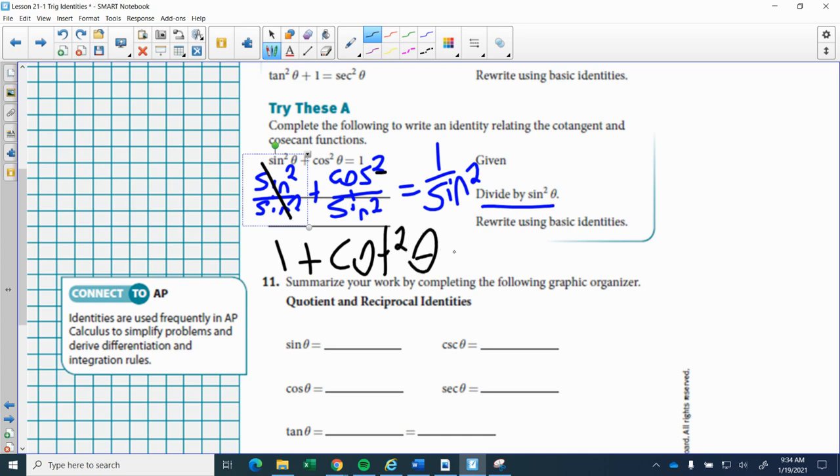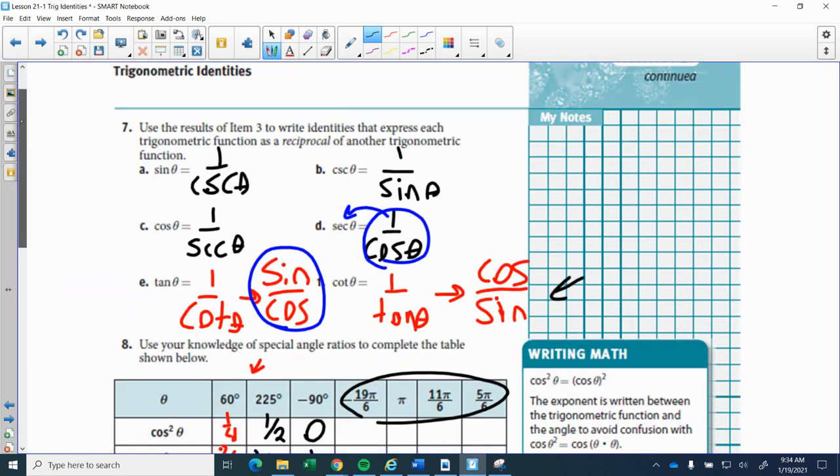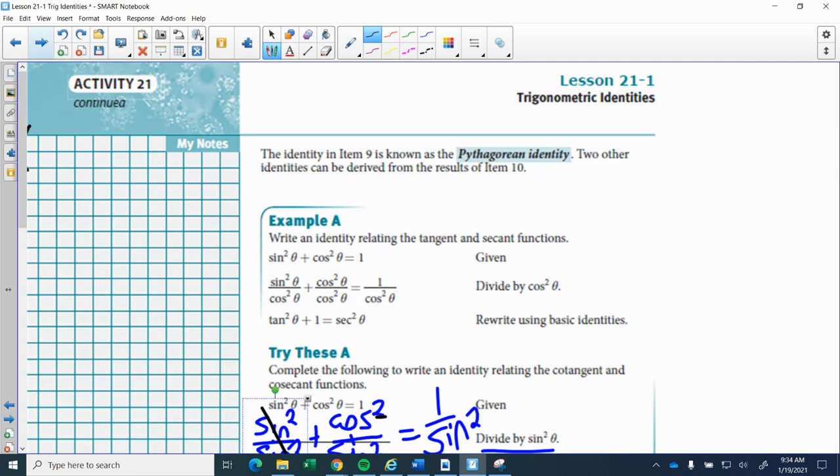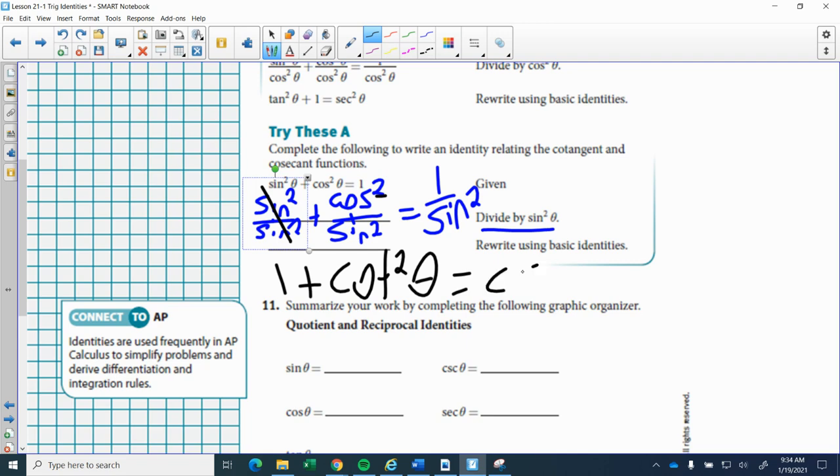of theta equals, and then 1 over sine squared, we just go back to our identities and say, okay, 1 over sine squared is the same as cosecant. So I can replace this with cosecant squared of theta. Okay? Giving us our third Pythagorean identity sitting right there: 1 plus cotangent squared equals cosecant squared.